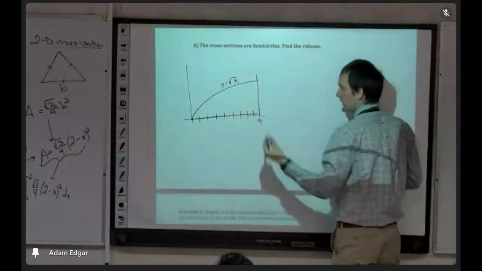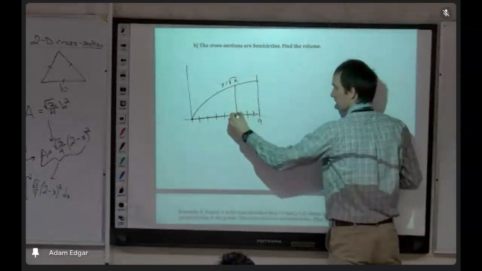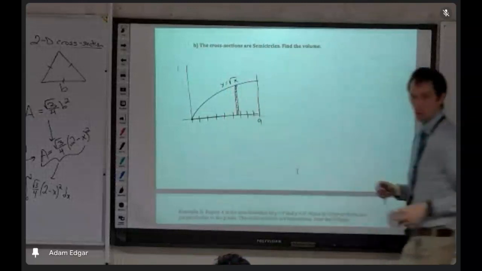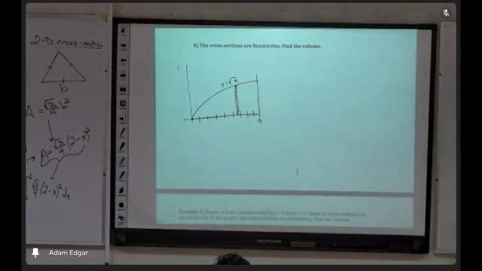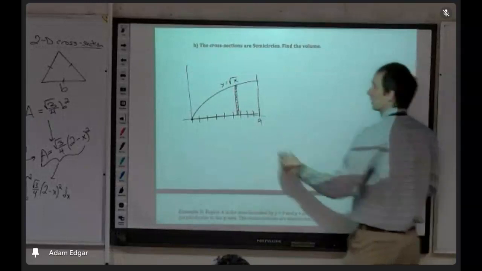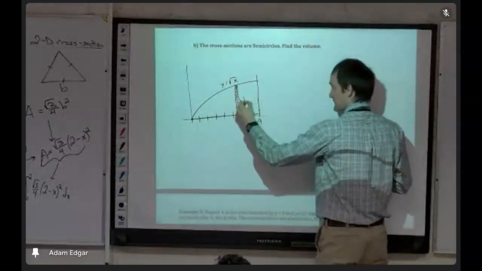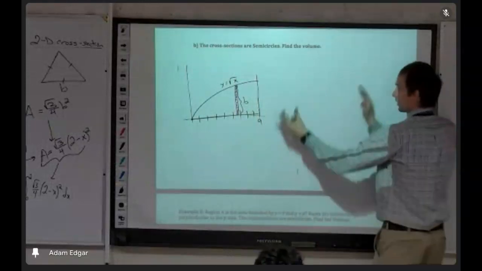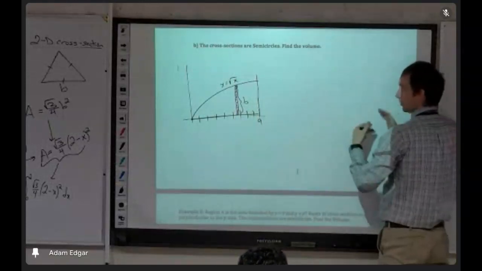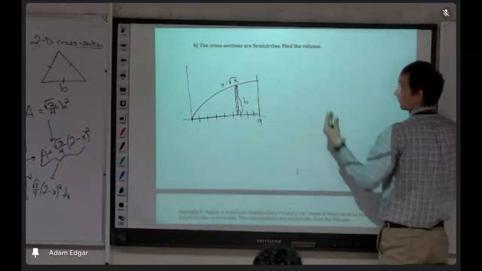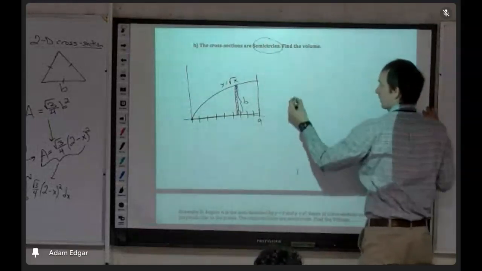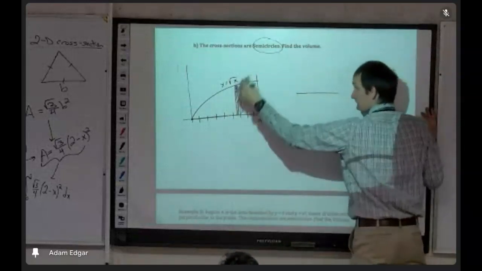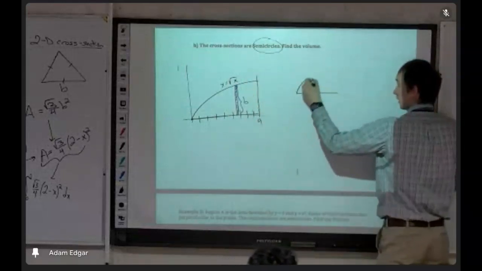So again, we draw our representative rectangle. Again, we are going to be perpendicular to the x-axis. That didn't change. This distance from the top to the bottom is still b. But now we come over here and draw our two-dimensional cross-section, and what's that going to be? A semicircle. So we come over here, draw a semicircle, and the bottom of the semicircle is the base lying in the plane. So this is b.